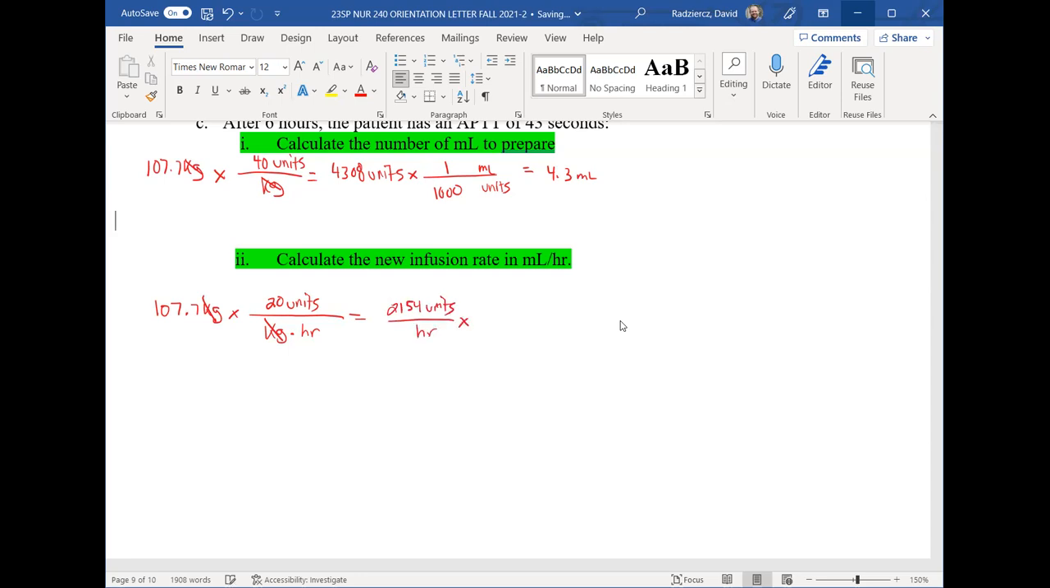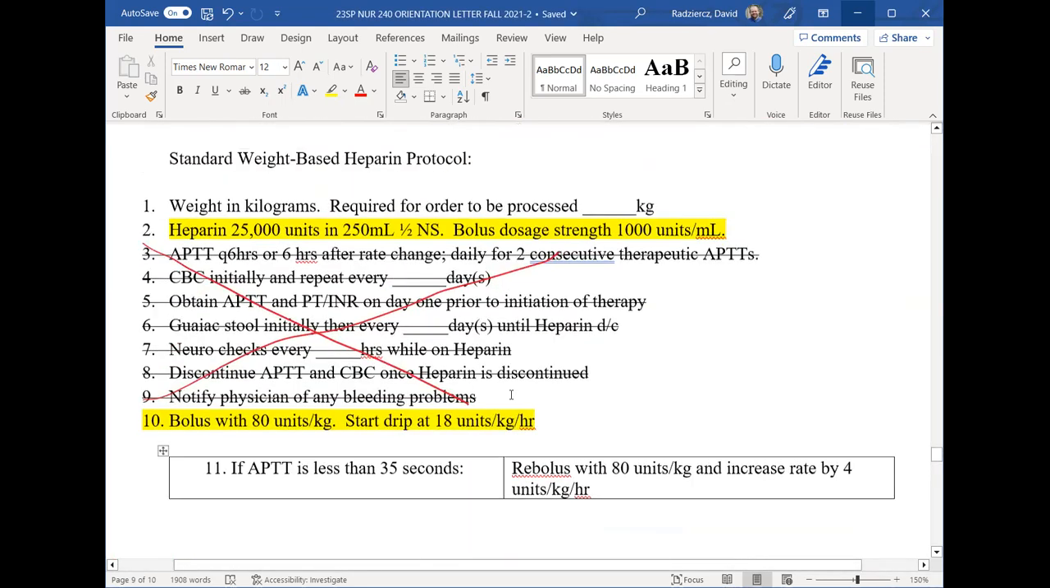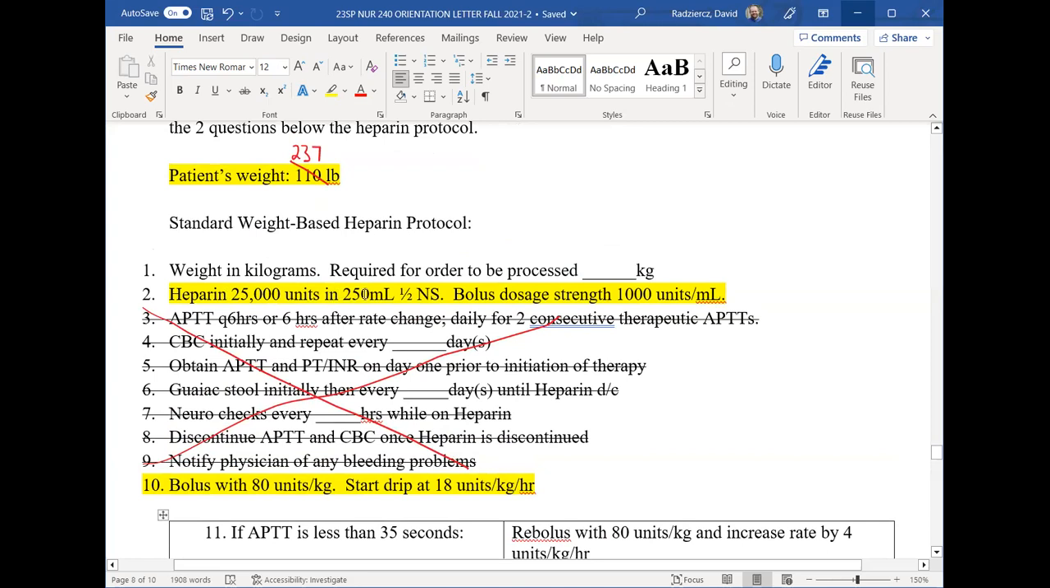Remember, I don't want units per hour, right? I want milliliters per hour. So I need to convert units to milliliters. Now we're not talking about bolus anymore, right? We're talking about the infusion. The infusion's on an IV. So that's what we need to calculate for. So we do that by taking what we have available in the IV. And what do we have available? 25,000 units, 250 milliliters, half normal saline.